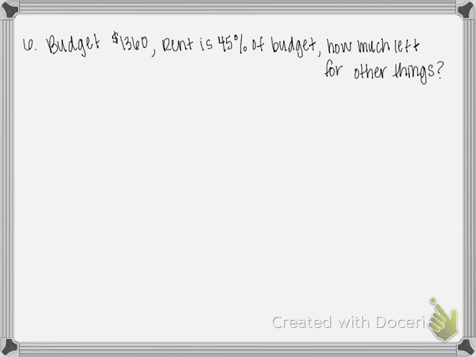So taking a look at number 6, a family has a budget of $1,360 per month. If rent is 45% of the budget, how much is left for other things? So again, we see that percent right here. That should tell me part over whole equals percent over 100. So now we just need to identify what's the part, the whole, and the percent. So I've already underlined the percent right here. So rent is 45% of the budget. So we know that the 45 is going to go right there.